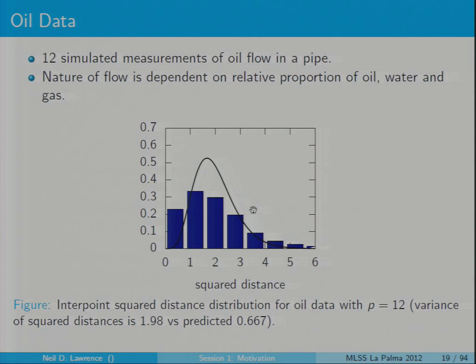If we now compare the truth to what we theoretically expect to happen, this is the theoretical curve for the inter-data point distances, and this is the actual histogram. Okay, so that's not too bad. There's a little bit of a mismatch. P is 12. The predicted variance of these interpoint distances is 0.66, and the actual variance we've observed is closer to 2. So it's quite a lot larger than we'd expect. Anyway, let's not worry too much about that, and let's look at another data set.